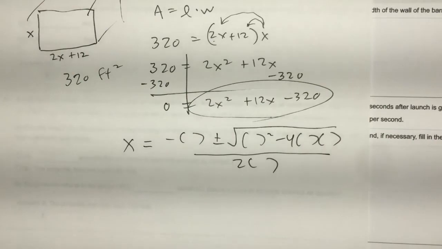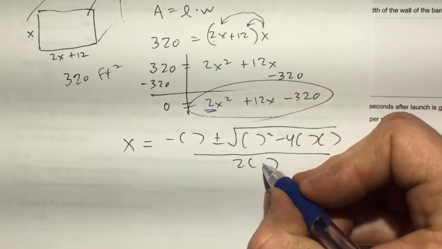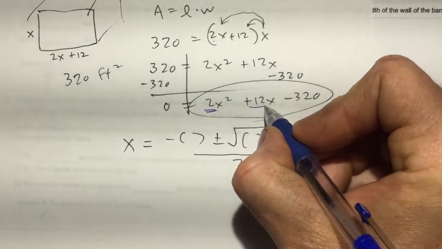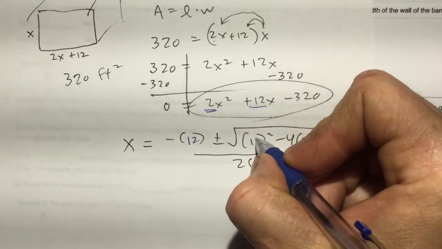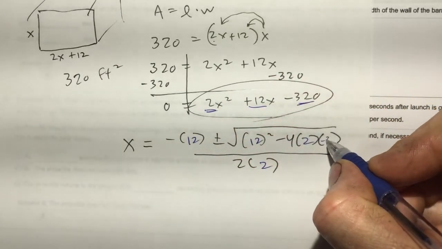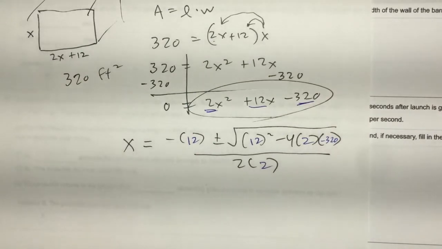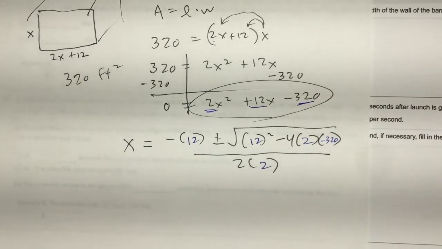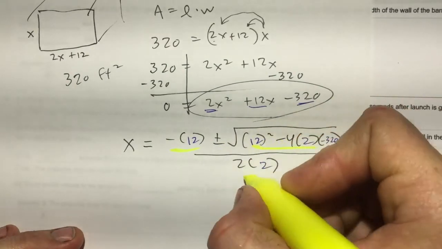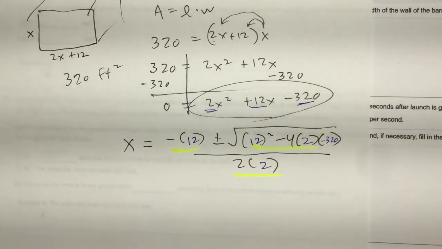So my a is 2. 2 goes here and here. My b is 12. 12 goes here and here. And then c is negative 320. It goes in there. Okay. And of course, there's 1, 2, 3 things to do at once here.